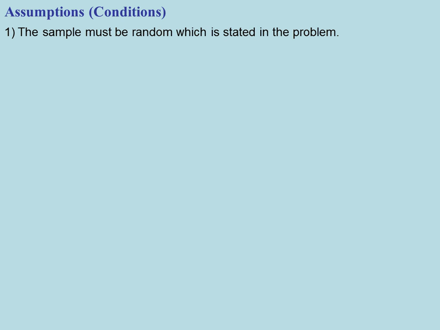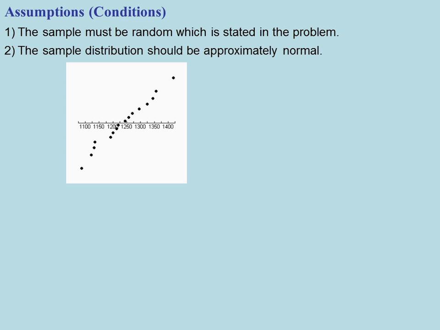Our next step is to go through our conditions. The sample must be random. Again, it's stated in the problem that it is. The sampling distribution should be approximately normal. Now, here's what the graph looks like when you have all 16 points.